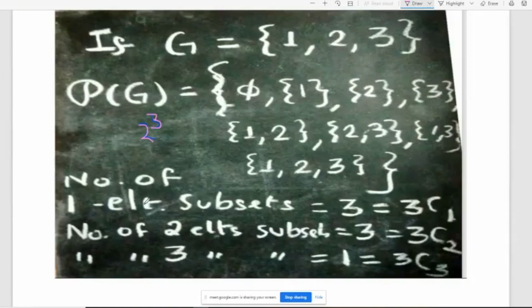Now what we want to find out is how many subsets have only 1 element. In this case, we have only 3 sets having only one element. So the number of one-element subsets is 3, which we can write as 3C1. This we need, that is why we are writing it like this. And the number of two-element subsets, again 1, 2, 3, 3 only we have, is interpreted as 3C2. And the number of three-element subsets is just one, interpreted as 3C3.